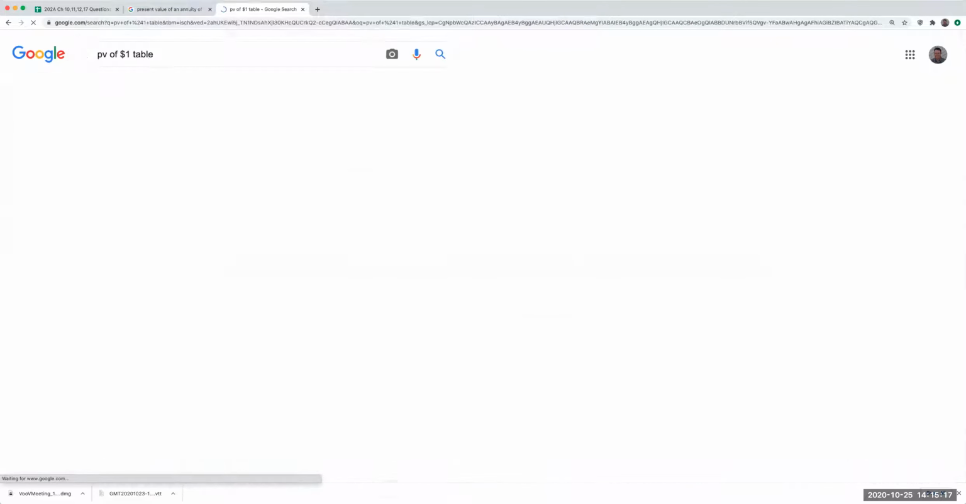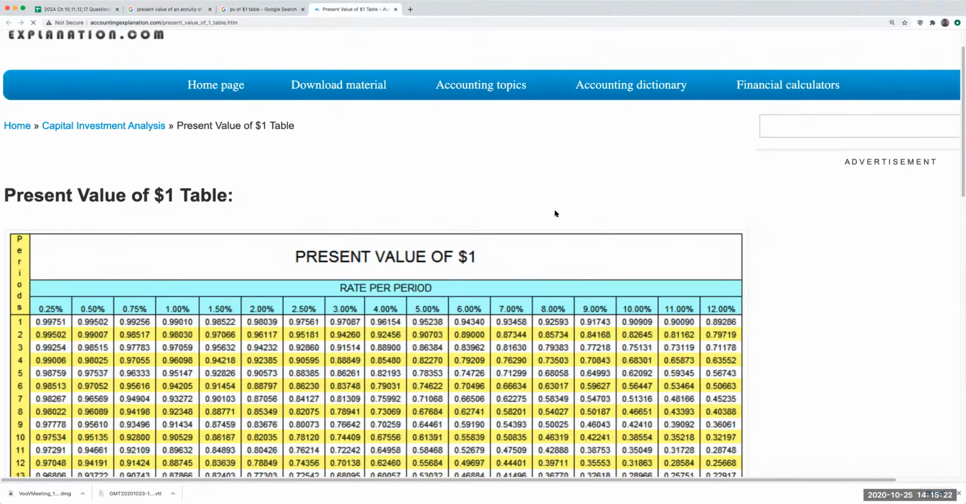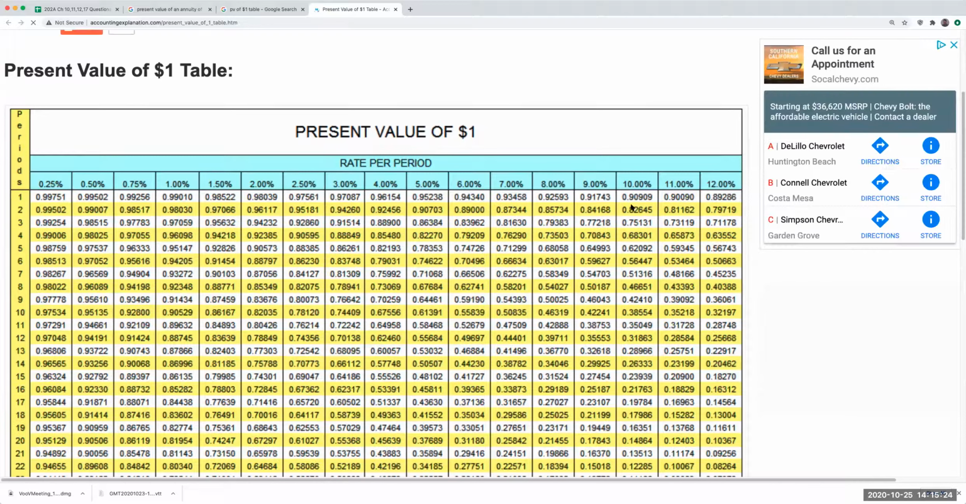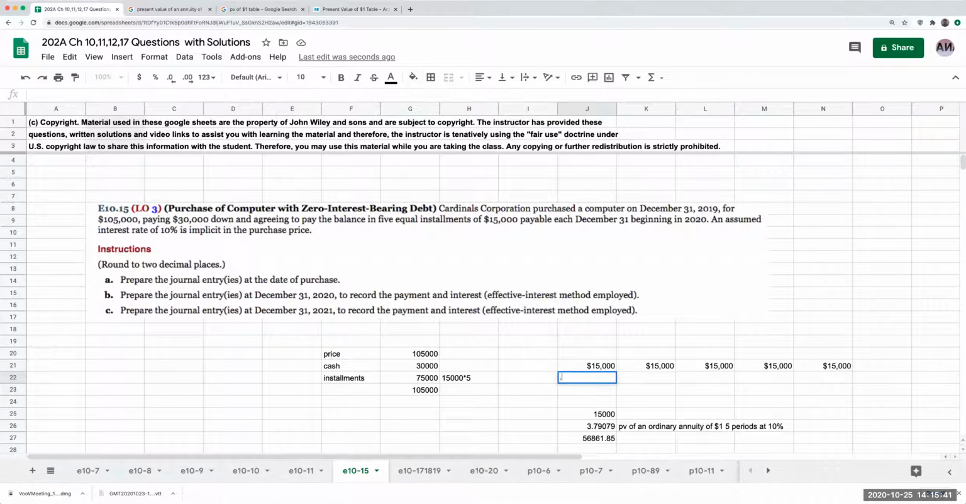If I go back over here to the present value of $1 table, I'm just going to show you how to do this once. So present value of $1, right? So the first 15,000 is being paid 1 year from now. To bring this back to today, I need 0.90909. Okay, so this here is the present value factor.